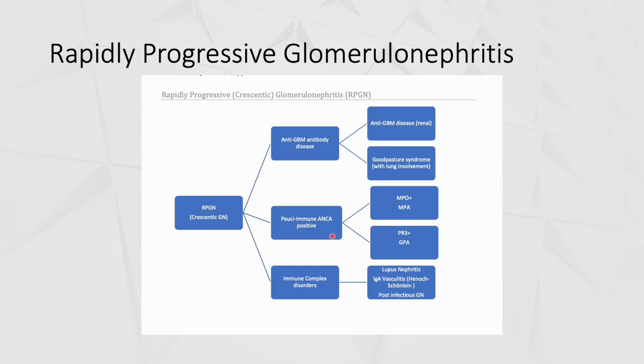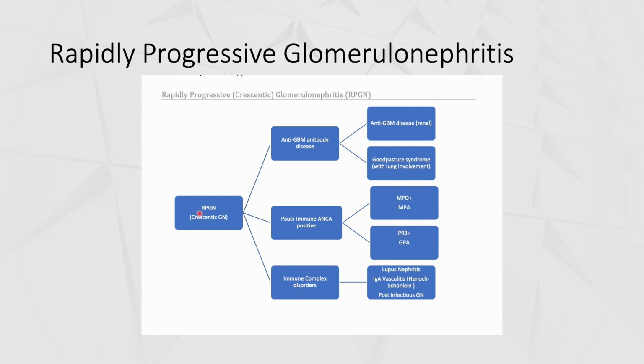Pauci-immune, ANCA positive, can be PR3 positive or GPA, granulomatosis with polyangiitis, formerly known as Wegener's, or it can be MPO, anti-myeloperoxidase positive, or MPA, microscopic polyangiitis. Here we're going to treat with prednisone plus cyclophosphamide or rituximab. Plasmapheresis, well, we used to do it. Now we have a big trial showing no benefit, so it's on a case-by-case basis. If you don't have pulmonary hemorrhage, probably you don't need to do it.